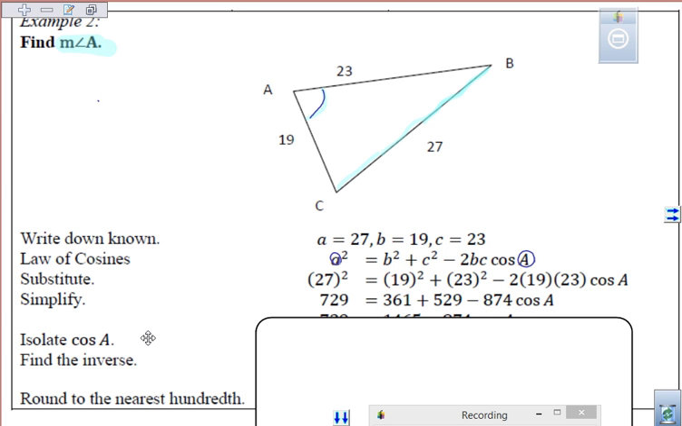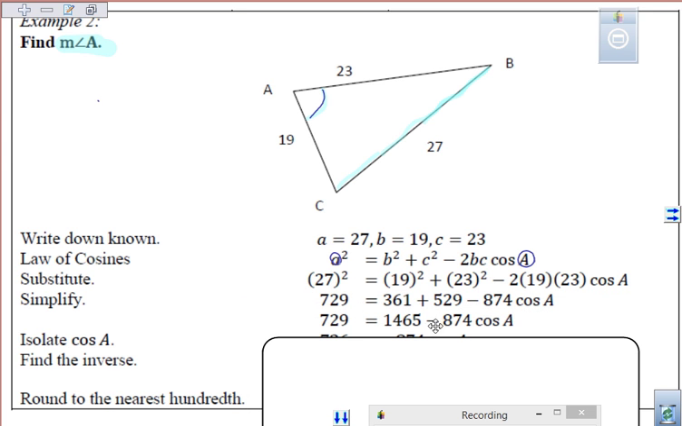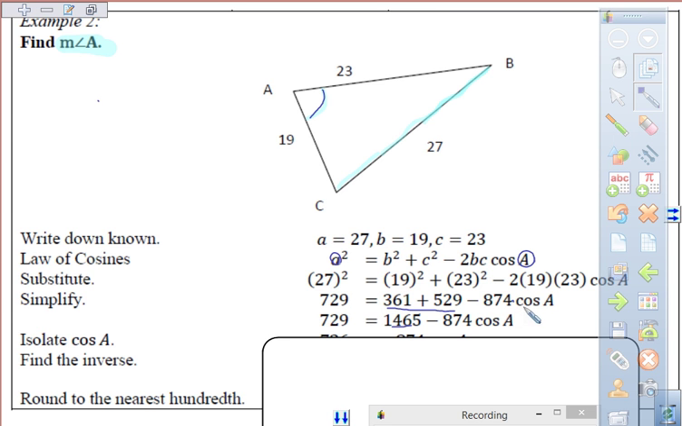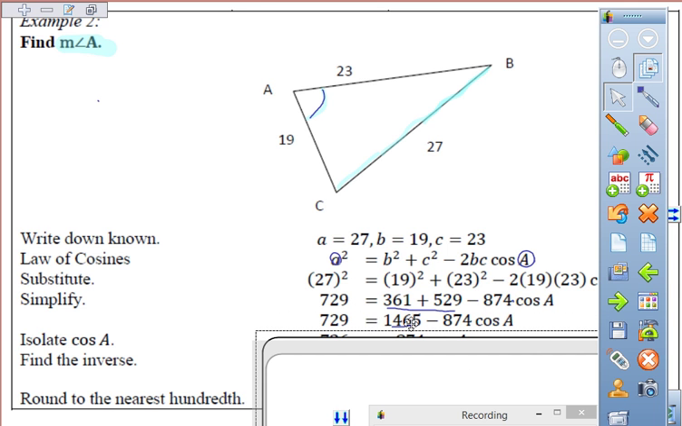And then what we're going to do is isolate the cosine. So this one is a little bit different than the other one. So see these numbers? We have to be careful in how we move them. So what we can do is simplify these 2 numbers because we're just adding those 2. So they make the 1465. But you need to leave the 874 alone because it's connected by multiplication to the cosine. So then we'll subtract the 1465 from both sides, and that's how this one becomes negative.